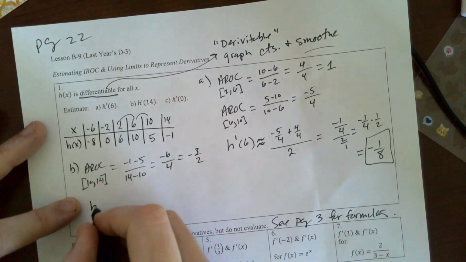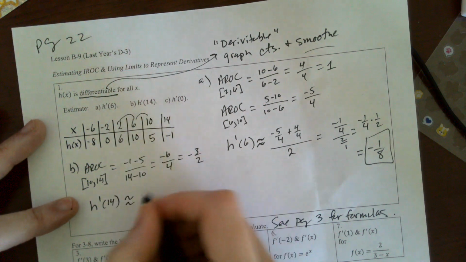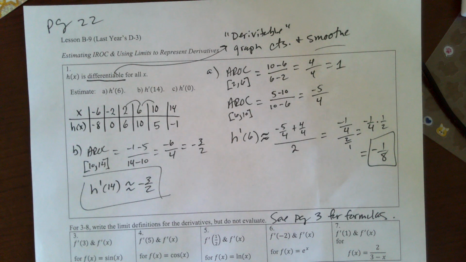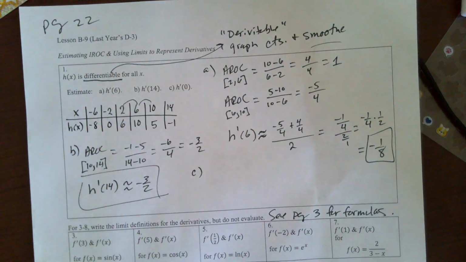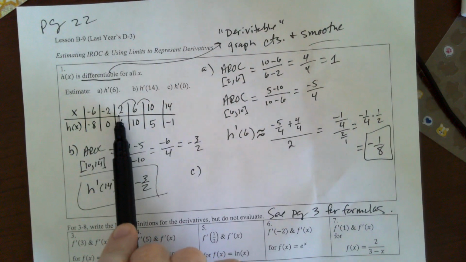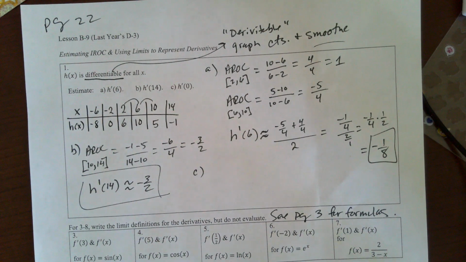So h prime of 14 is approximately negative 3/2. All right, that's part B. Now part C, h prime of 0. So 0 is between negative 2 and 2. So 0 is an interior point, but it is not shown in the table.